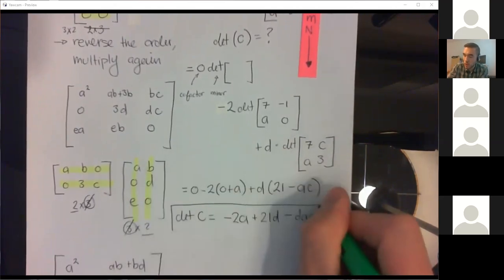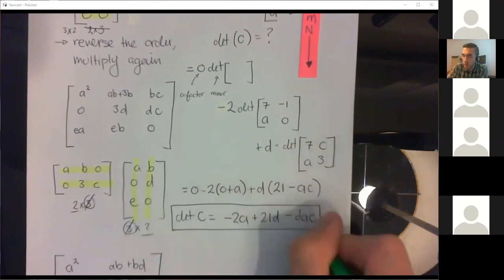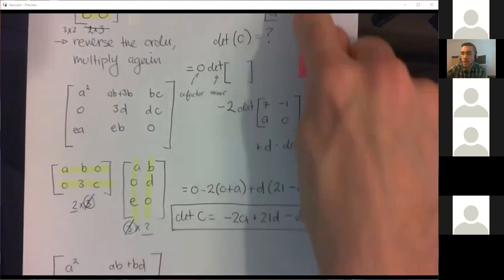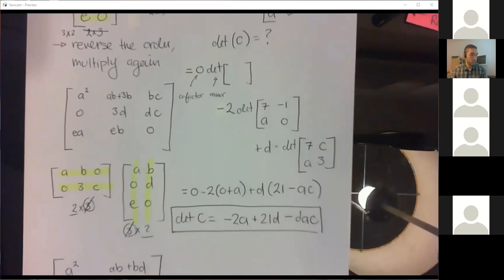And even if you do this by the shortcut, you should get something which is mathematically equivalent, though your terms may be in a different order or whatever, they should all have the same value. Is this okay? Are there any questions of the finding of this particular determinant? No, this looks good. Okay.